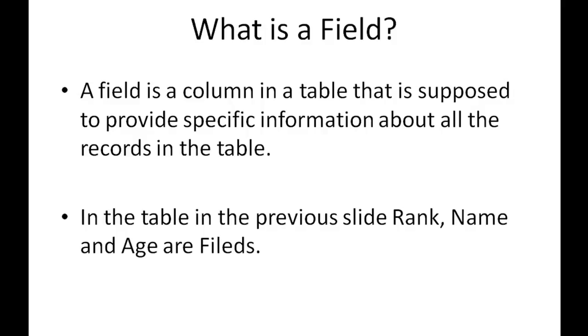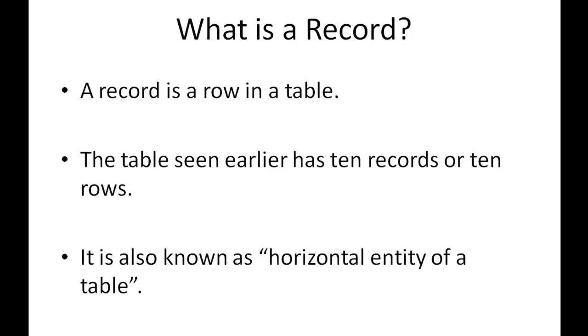And in the previous table, in the previous slide, sorry, the rank, name, and age, these three things are fields, and we know that. So the next slide asks us yet another question: what is a record? A record is a row in a table, and the table seen earlier has 10 records or 10 rows, right? So each row has 3 columns, and in the first column you have the rank of a tennis player, in the second column you have the tennis player's name, in the third one you have the tennis player's age, right? And there are 10 rankings, so corresponding to the 10 rankings you have 10 rows, right?